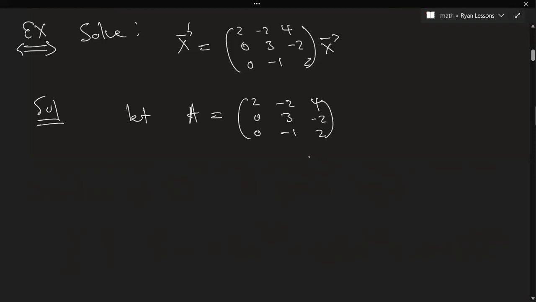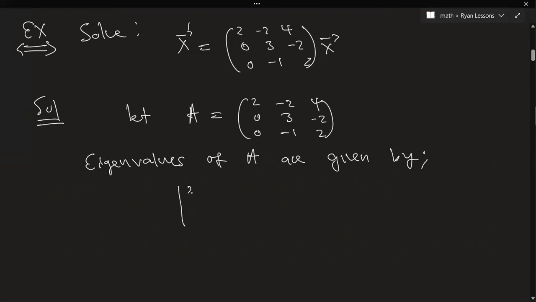So what we're going to do now is find the eigenvalues of A. The eigenvalues that we're trying to look for are given by the determinant of the matrix with rows 2 minus lambda, minus 2, 4; then 0, 3 minus lambda, minus 2; then 0, minus 1, 2 minus lambda; equal to 0, like that.